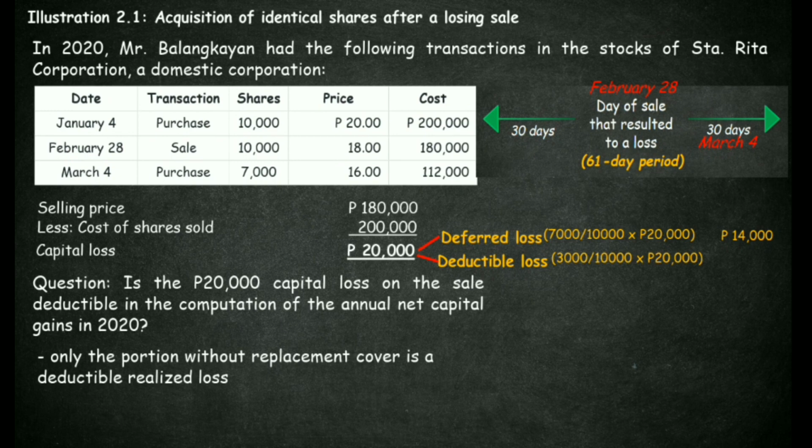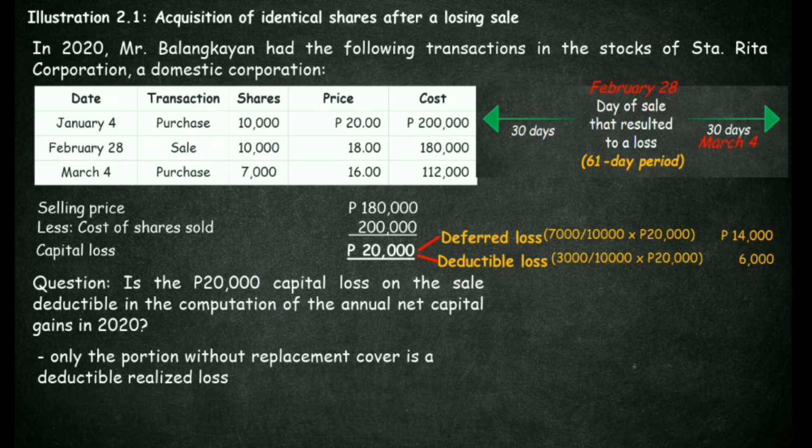For deductible loss, we have 3,000 over 10,000. The 3,000 here refers to the shares that were sold and not replaced, and the 10,000 is the total number of shares that were sold. And then we multiply it with the capital loss of 20,000. So the deductible loss is 6,000 pesos. If we total these two, that is equal to 20,000 pesos capital loss.